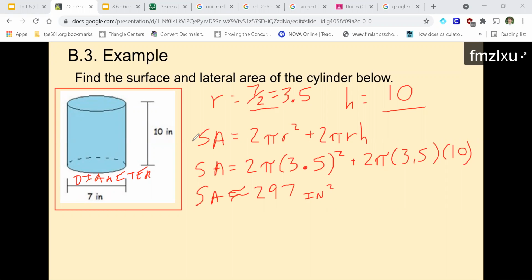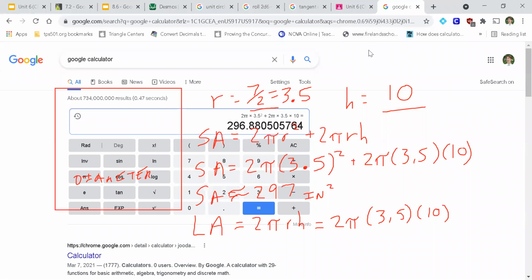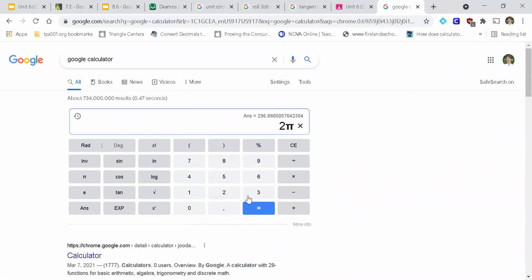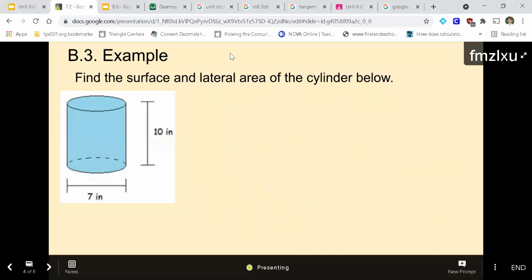Questions on surface area? All right, lateral area is even easier. It's just 2 pi r h. We already have the numbers. So it's 2 pi times 3.5 times 10. We go back to our calculator. 2 pi times 3.5 times 10. I think we can call that 220? Sure. I think that was fine.